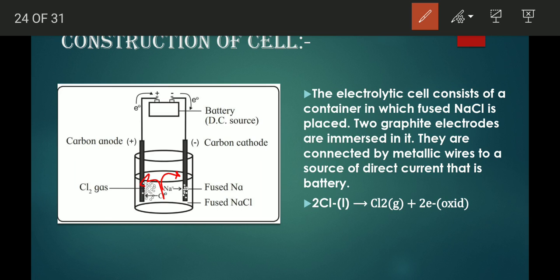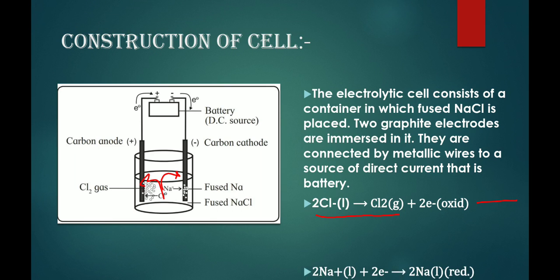What reaction will take place? We'll see the reaction at the anode, where oxidation takes place. So this Cl- will release an electron and form a Cl atom, but two Cl atoms will combine and form Cl2 gas. So releasing of electrons is called what? Oxidation. So this is the oxidation half reaction at the anode.